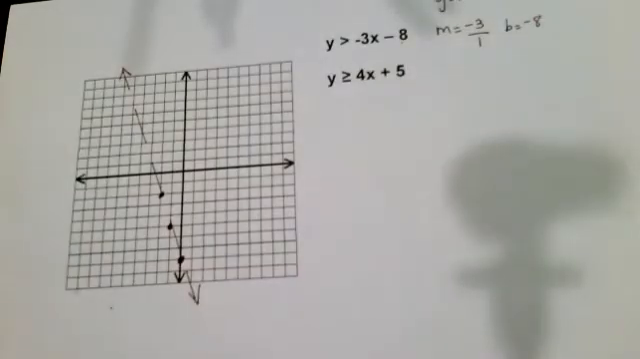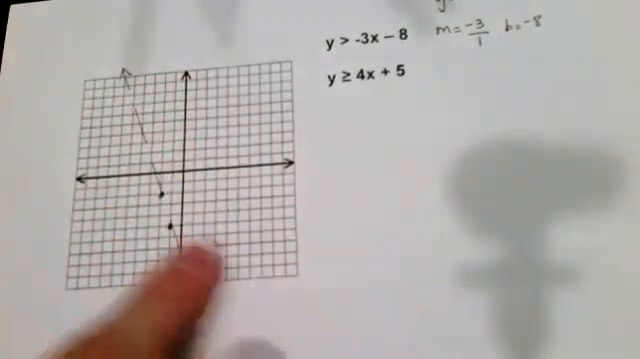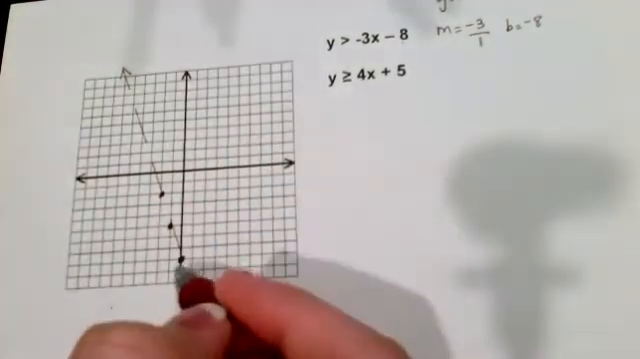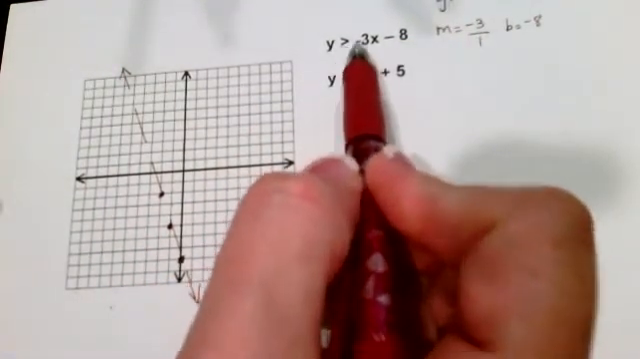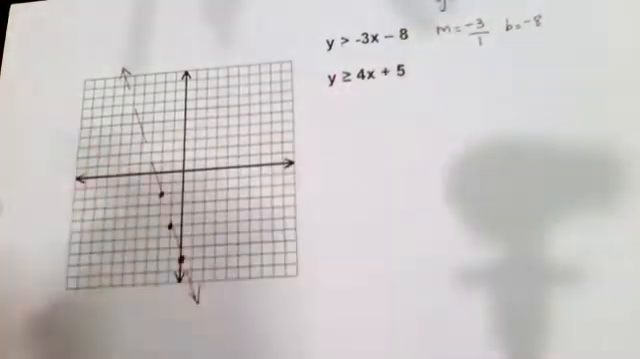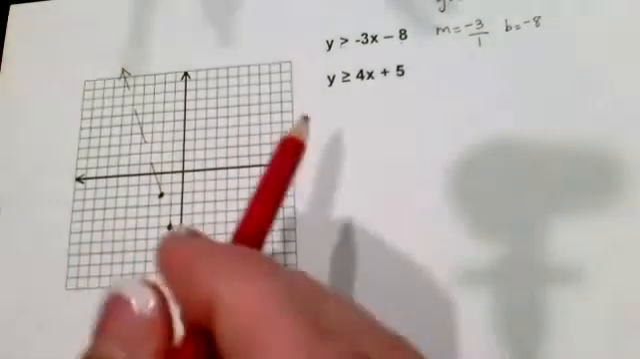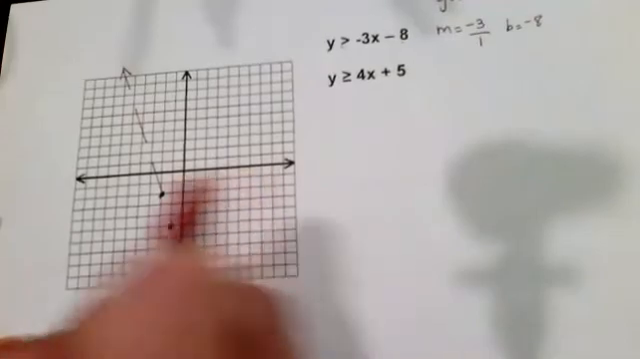Now I need to decide, do I shade over on this side or on this side of the line? And the way I tell is look at your y-intercept. And you have that you're graphing above, because of the greater than, above your y-intercept. So I'm going to take a map pencil and just lightly color this side of the graph.